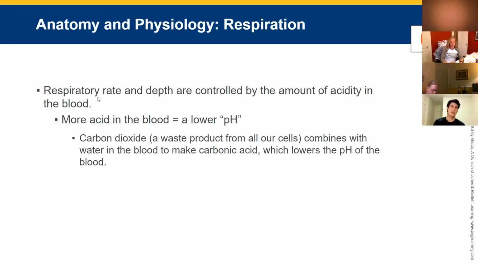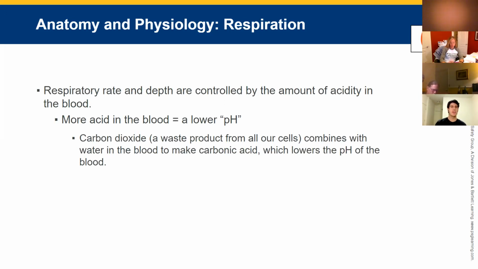And so what this tells us is that if your body measures a pH that is acidic or basic, it's going to react to that by trying to breathe really fast or really slow to correct it. And this gets somewhat complicated and we don't need to go into all of it.